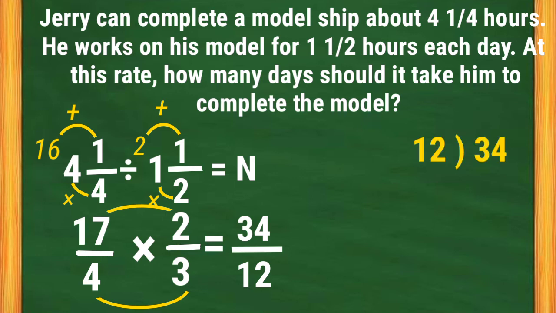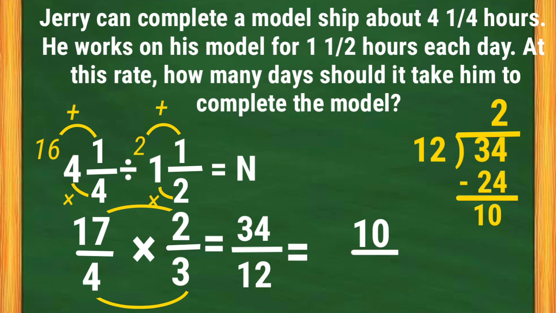We have to divide 34 by 12 because it is an improper fraction. We need to simplify. So 34 divided by 12 is 2. 2 times 12 is 24. 34 minus 24 is 10. So we have a remainder of 10. The remainder will be the numerator, and copy the denominator, which is 12. So the answer is 2 and 10 over 12.